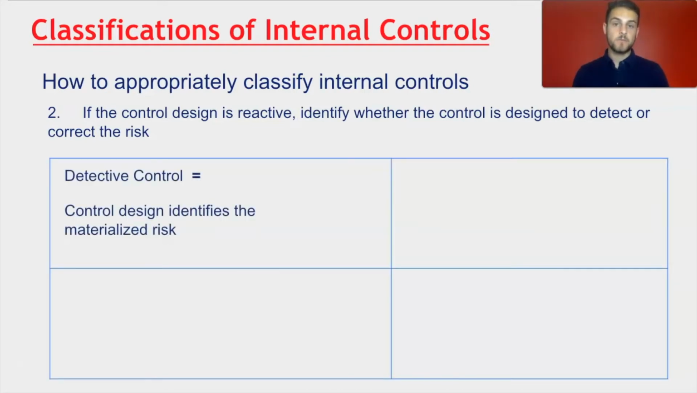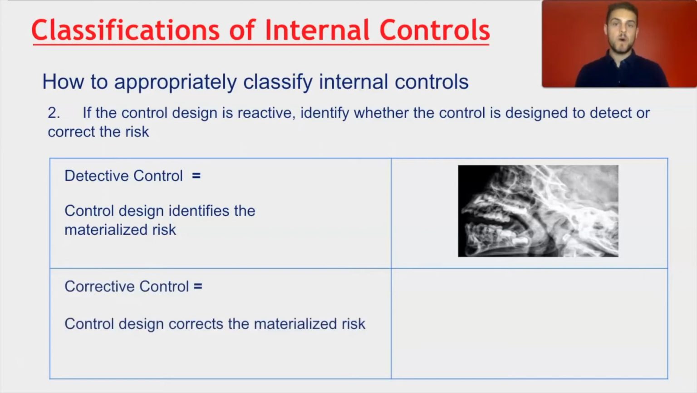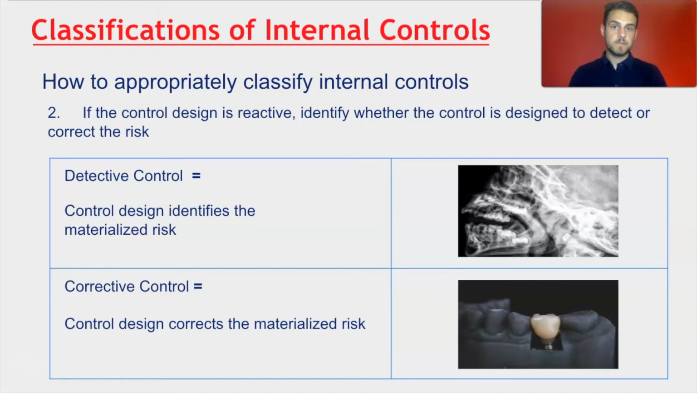Looking at this graph, we will start with detective controls. A detective control identifies a risk. Think of a tooth x-ray, where a dentist can identify whether or not a tooth is in good condition, while corrective controls are designed to correct risk. Think of a tooth replacement when a dentist has to go in and correct the problem. This would be a real-life example of a corrective control.